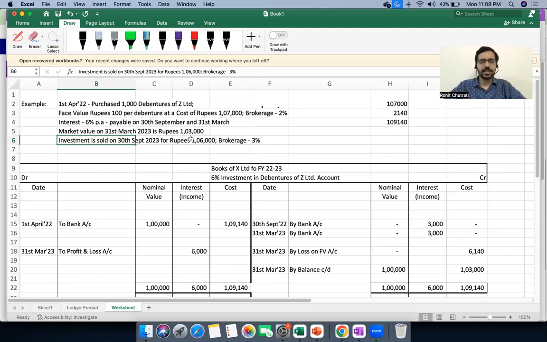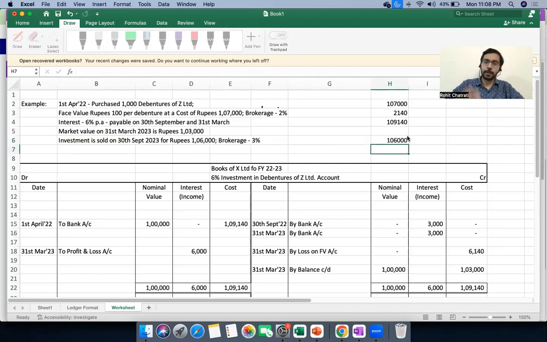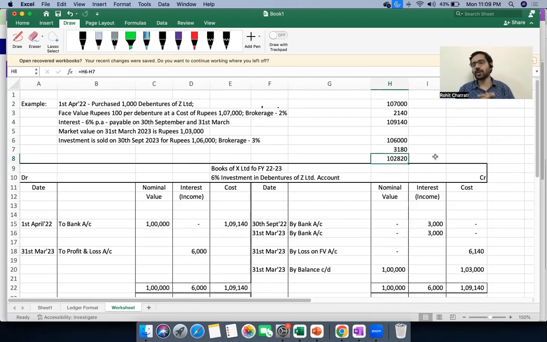The brokerage is 3%, which means I have received 1,06,000. Am I also going to receive the brokerage of 3%? The answer is no. Brokerage is a cost for me. I will be paying 3% of 1,06,000, and the net sales proceeds that I'm actually having is 102,820.